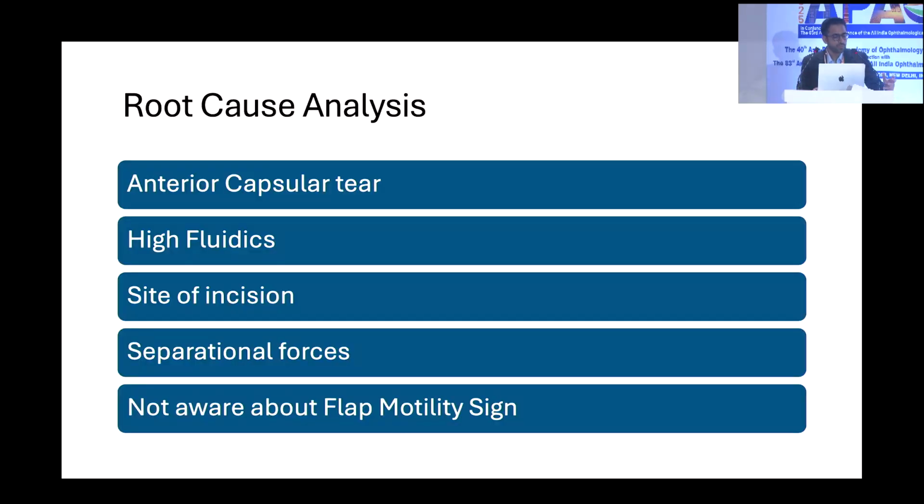So what was the root cause analysis in this case? There was an anterior capsular tear, and he was using high fluidics, which led to that anterior capsular tear becoming a wraparound tear. Then the separational forces used by the doctor were wide, and he was not aware of the flap motility sign. He should have stopped at that time and converted to an SICS or ECCE.